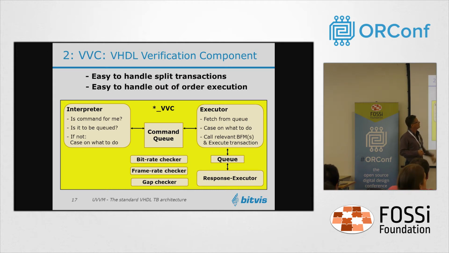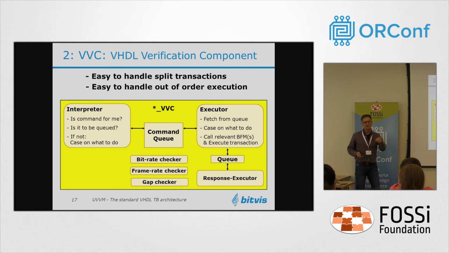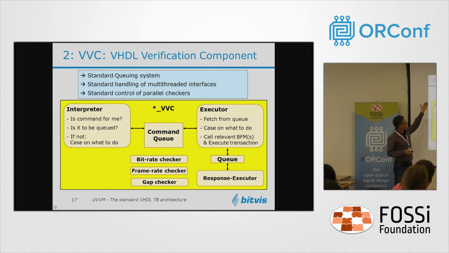And of course, that also applies for out-of-order execution. The only thing you have to do is basically to change that queue into not a FIFO, but one where you can actually look into the queue, look at tags, for instance. So it's a standard queuing system, standard handling of multi-threaded interfaces, split transactions, standard control of parallel checkers.